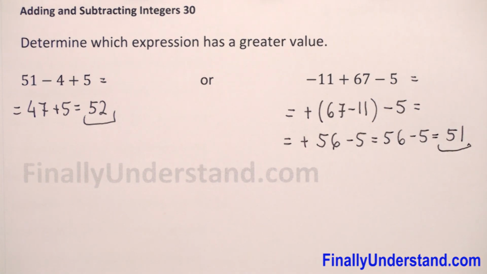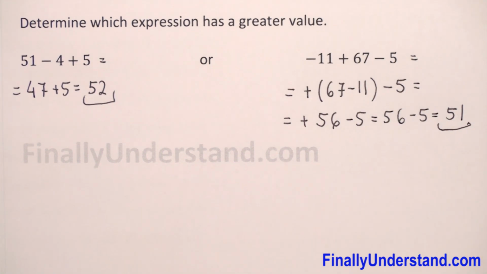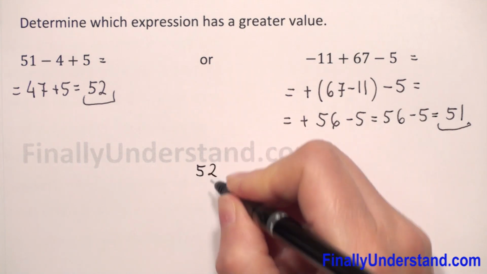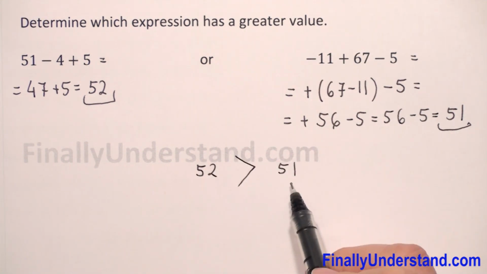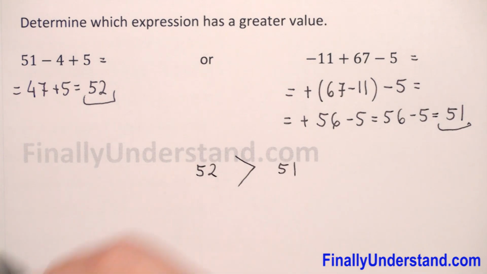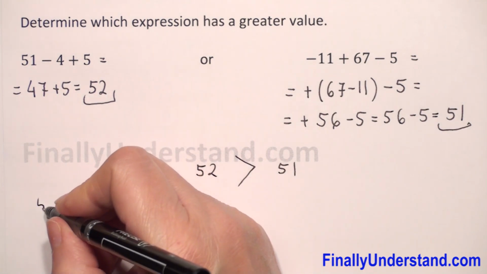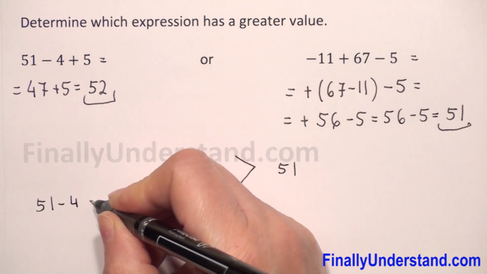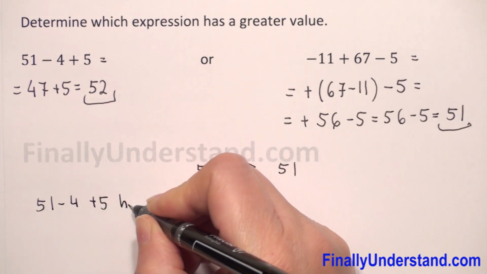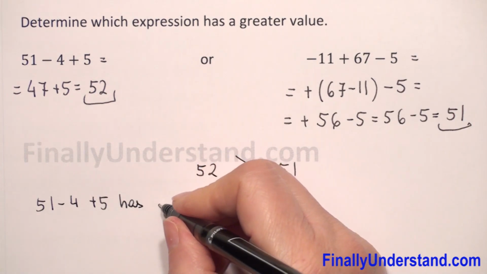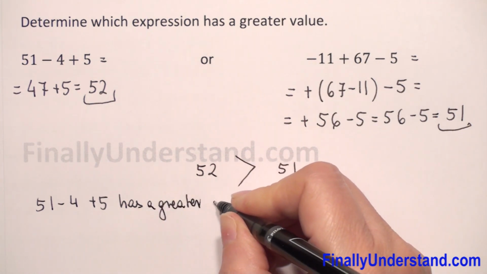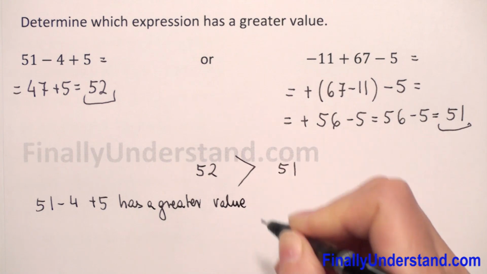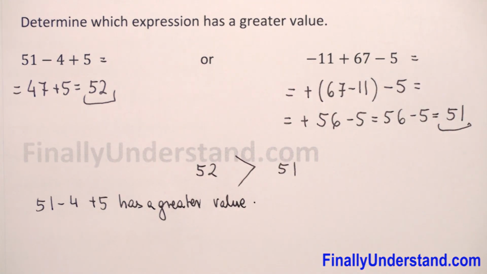And now we have to compare these two values. We have 52 and 51. Of course, 52 is greater than 51. So we can write that expression 51 minus 4 plus 5 has greater value. This is my solution.